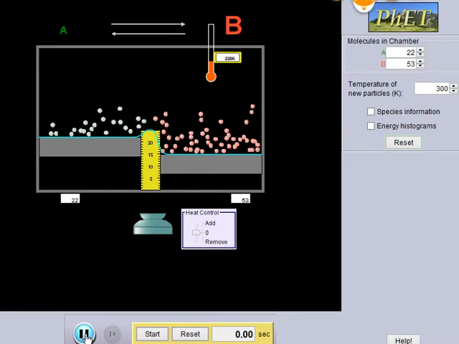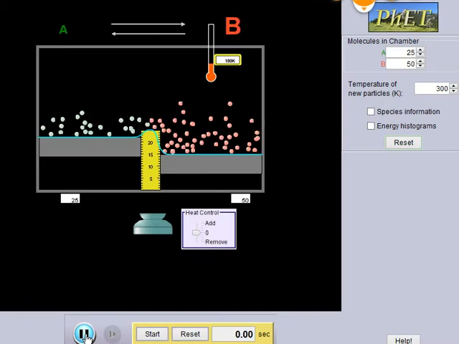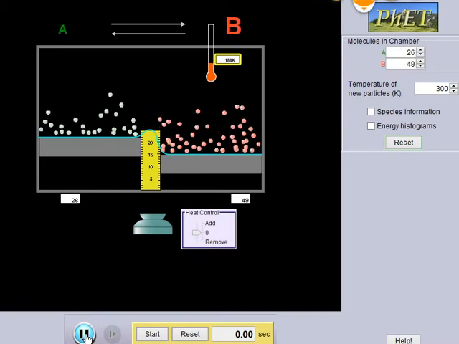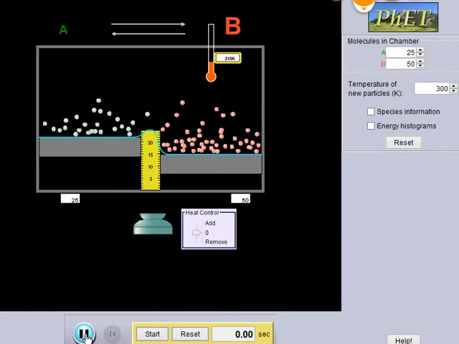While this happens, can you guys do that numerically? If I take the number of particles at equilibrium A to be X, I will obviously have 75 minus X particles of B.